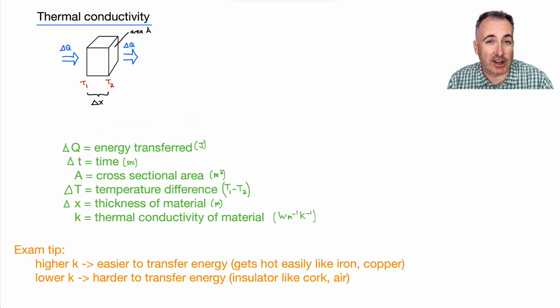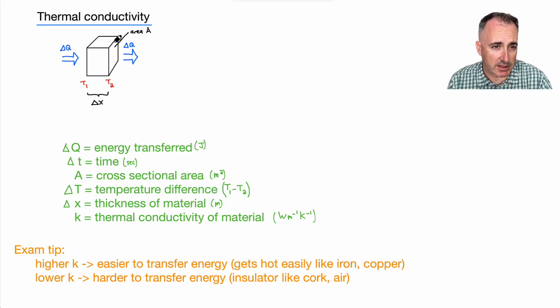Okay, so still related to thermal conduction is something called thermal conductivity. It's a property of materials. So if you imagine this cube or block right here with this area A, and we've got heat coming in, this heat transferred, or energy transferred. We've got an initial temperature here, and then a final temperature here, T2, and this is the thickness of this block. So delta Q is the energy transferred. We're going to have a delta T, which is a time. A is a cross-sectional area.